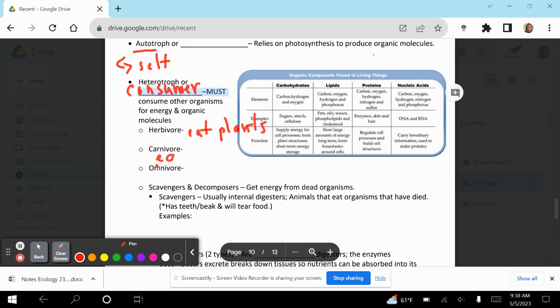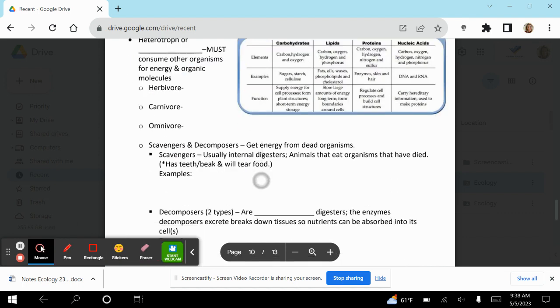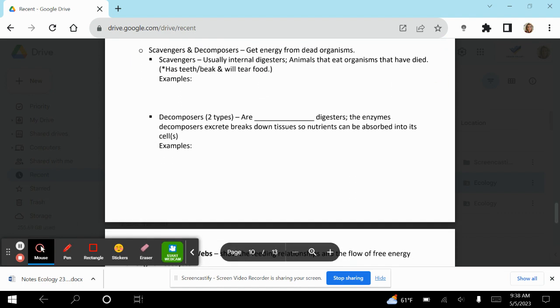Carnivores eat meat. Omnivores eat both. And scavengers and decomposers eat dead organic molecules from dead organisms. Now, to give you a little bit of a difference between scavengers and decomposers, a scavenger is anything that has like teeth or a beak and it's going to tear food.